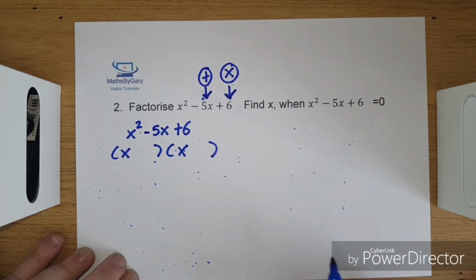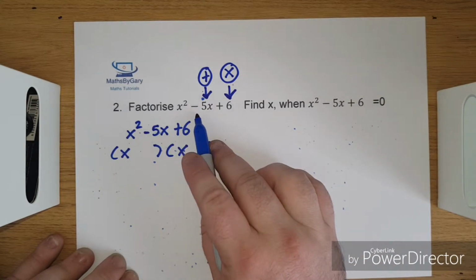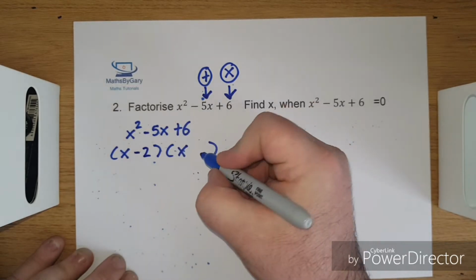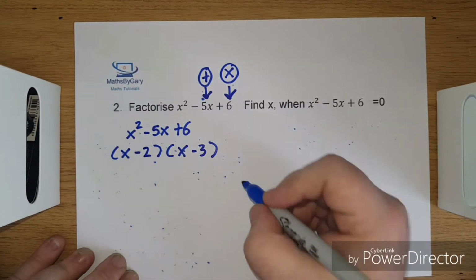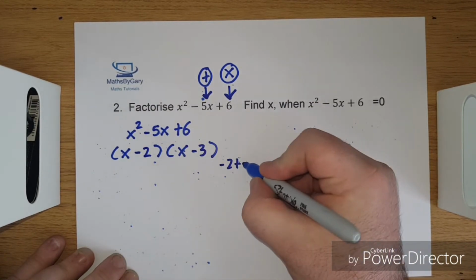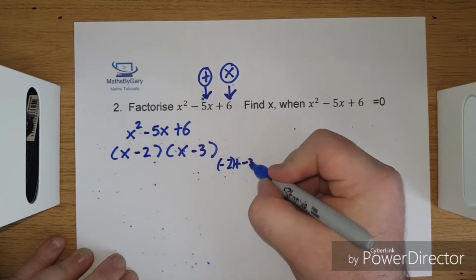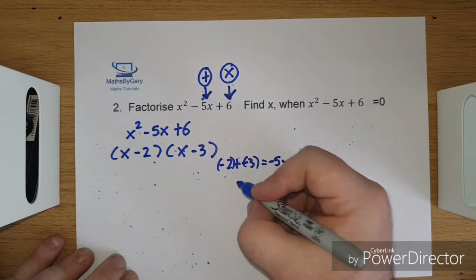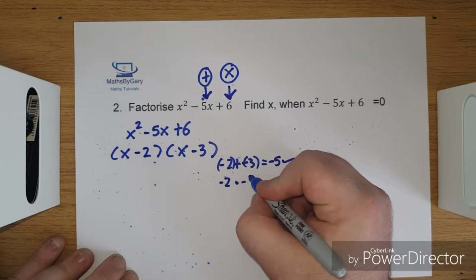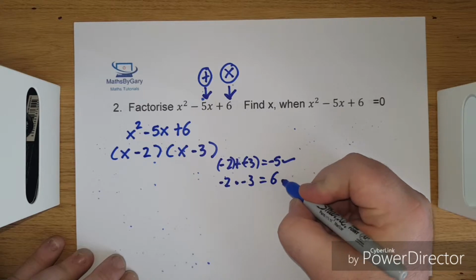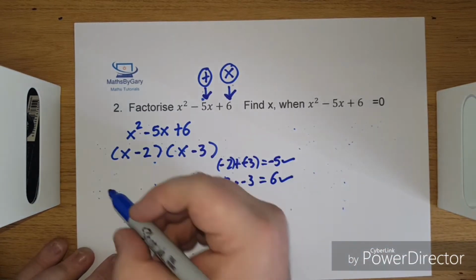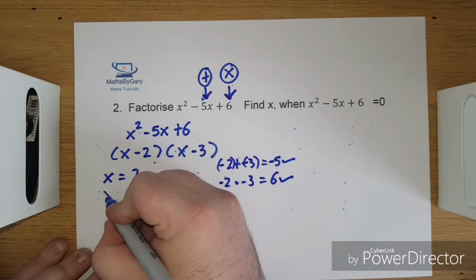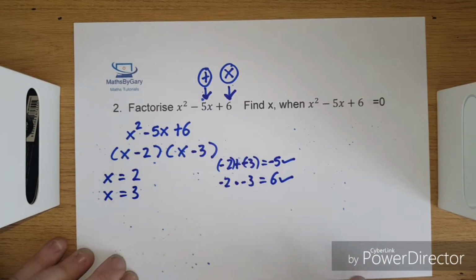give 6. So let's think, if we were to add minus 2 and minus 3, we would get minus 5. So minus 2 plus minus 3 will give us minus 5. So that's correct. What about minus 2 multiplied by minus 3? Well, that gives us positive 6. So that's correct. So we know x equals 2 and x equals 3.